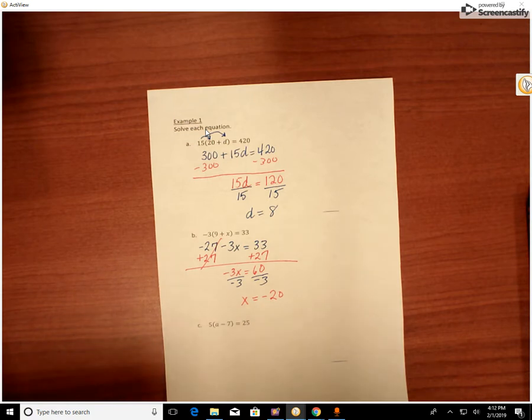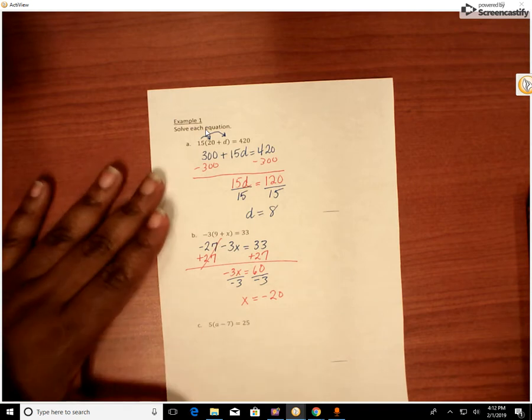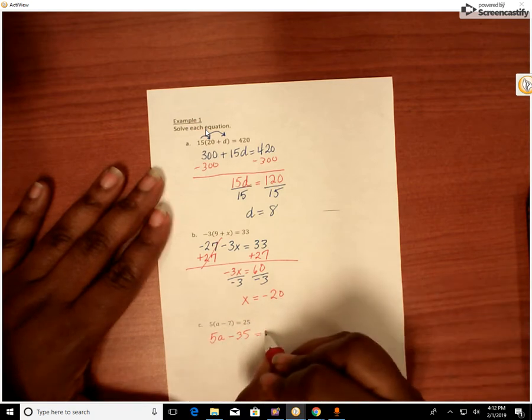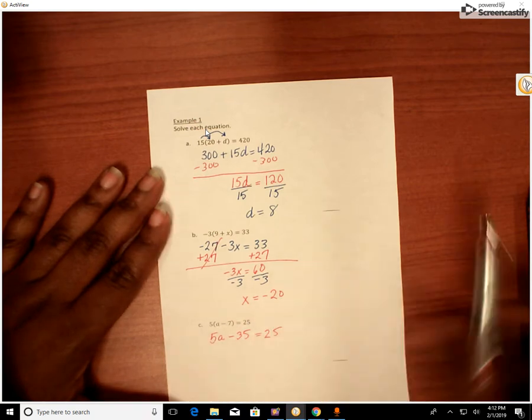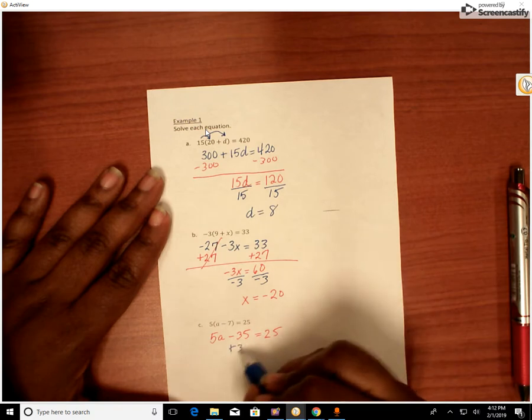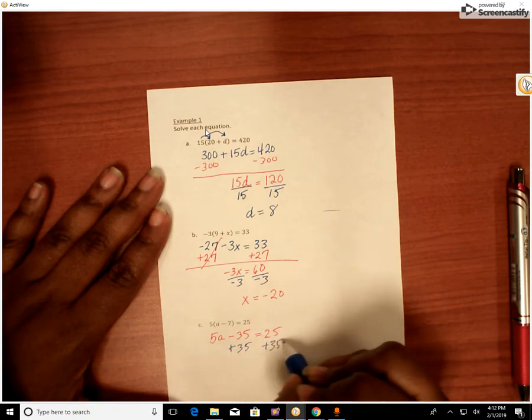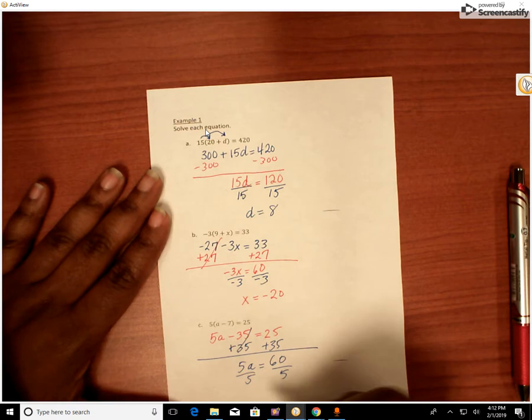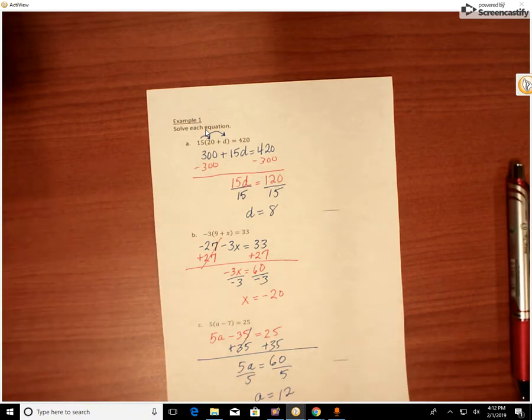So next, I'm going to do distributive property again. 5 times a is 5a. 5 times 7 is 35. That is a negative 7, so minus 35. We're going to add 35 to both sides. 5a is equal to 60. 5 is your coefficient, so divide both sides by 5. 60 divided by 5 is 12.